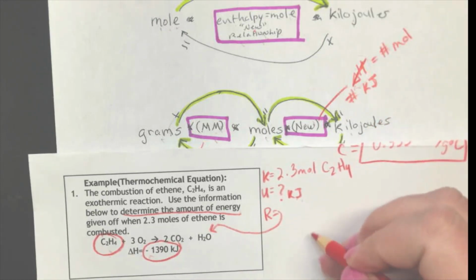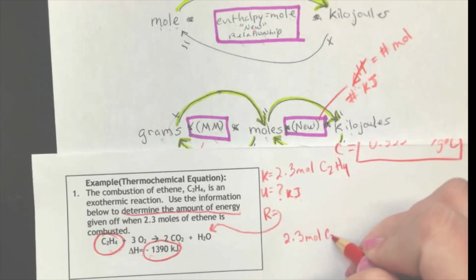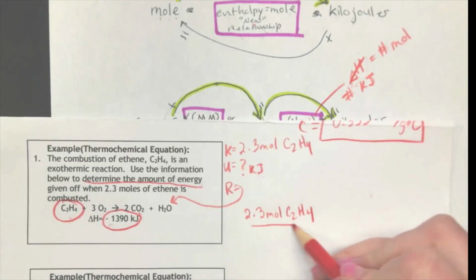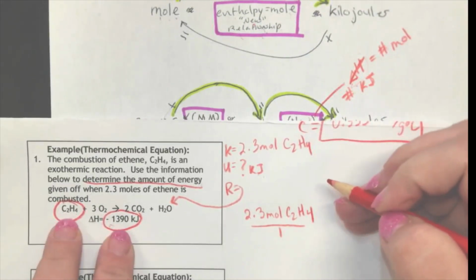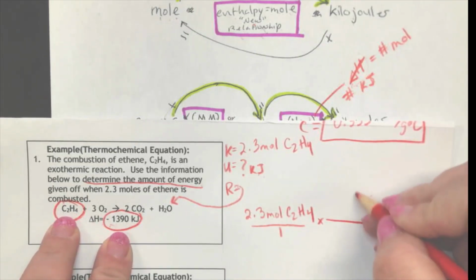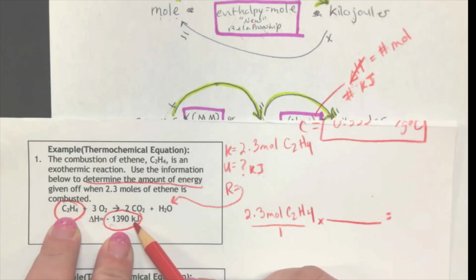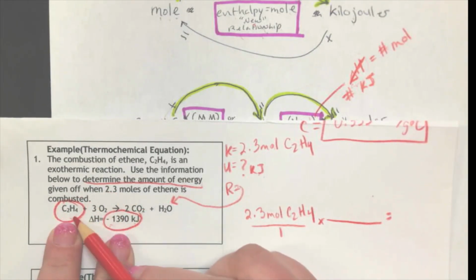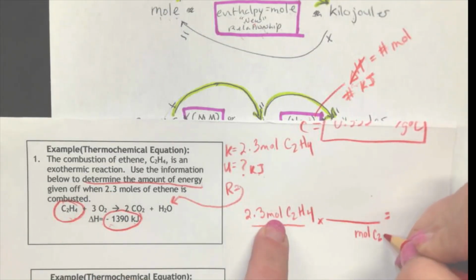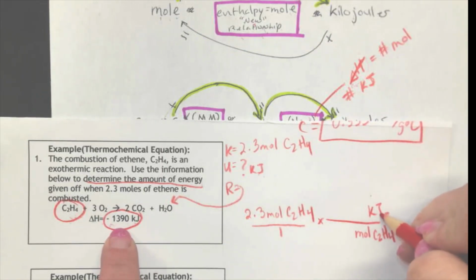Let's set up our stoichiometry problem. Put your known down first, always. You can turn this into a fraction if you want. I'm going to. I like to. Then, since we had one relationship, we have one fraction. We need to plug that fraction in. This relationship was the enthalpy-mole relationship. Because that's moles, we want moles on bottom, because it's the same unit as up here. And we're going to put kilojoules on top.